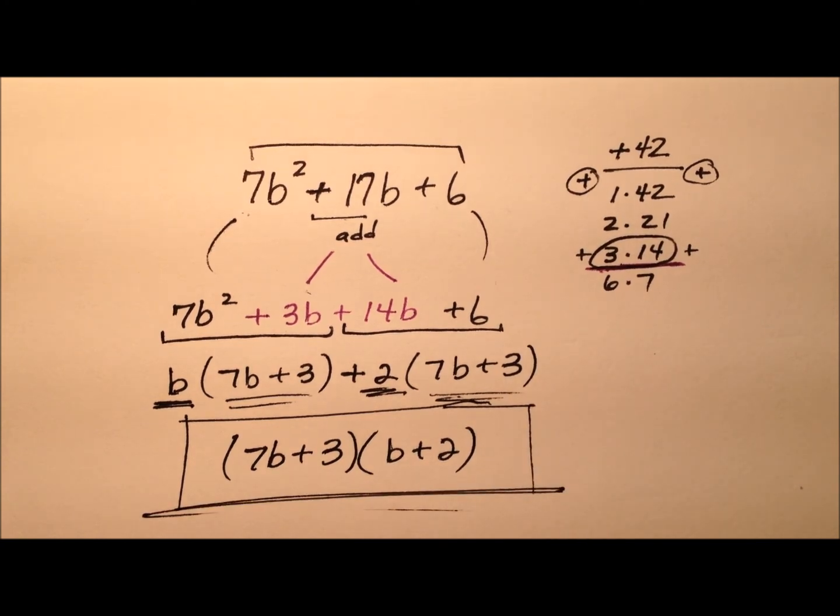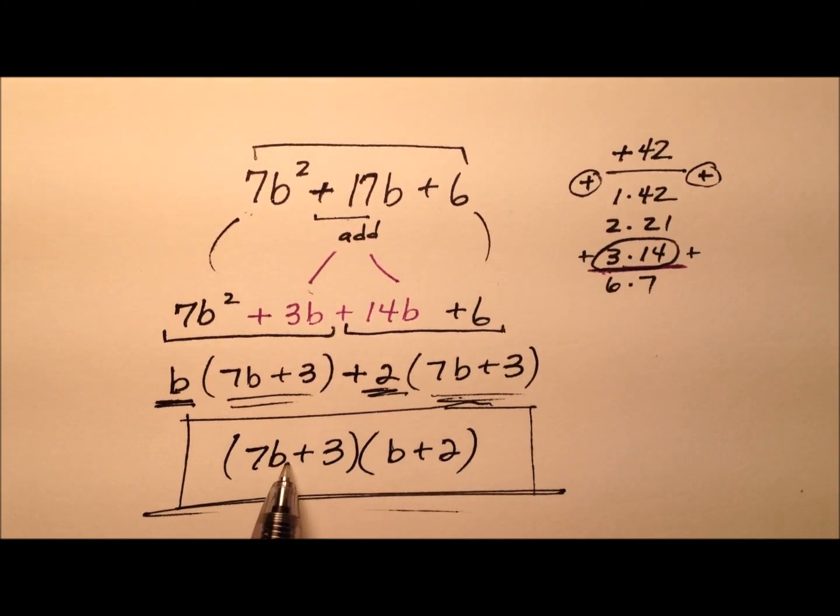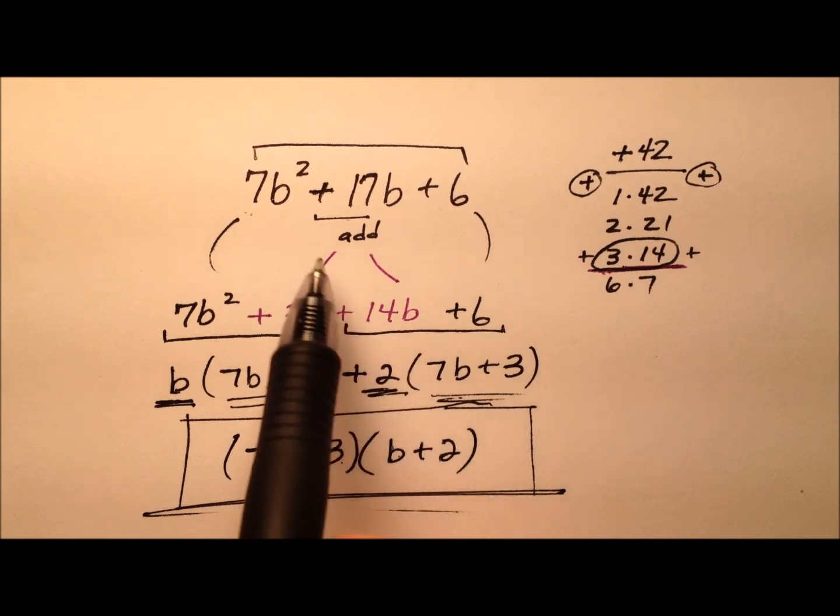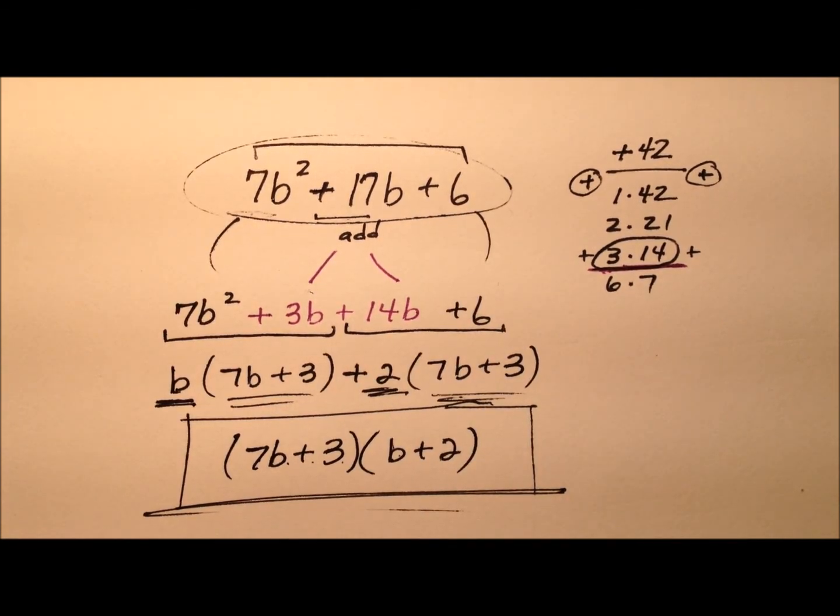So here is the final factored form, quantity 7b plus 3 times quantity b plus 2 for this original quadratic trinomial.